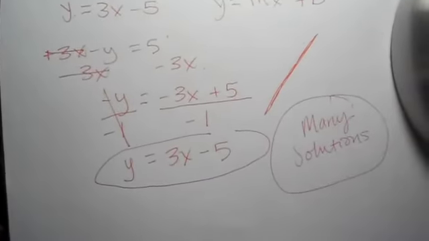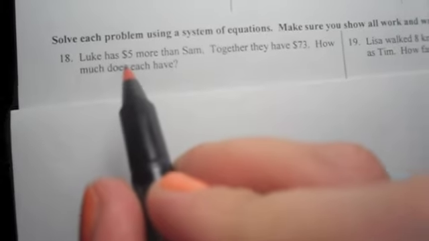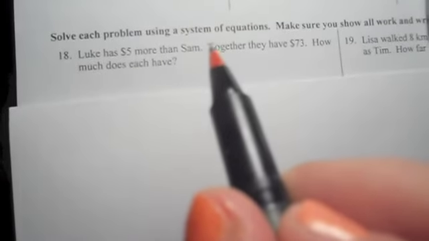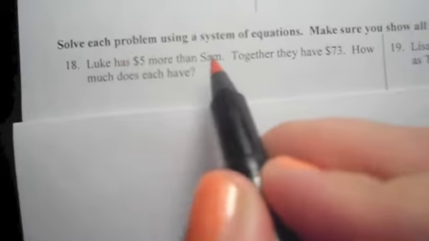That was number 17. Okay, now we're looking at number 18. This is a word problem that we're going to use system of equations and our techniques that we know in order to solve it. Alright, so Luke has $5 more than Sam. So it looks like we've got Luke and Sam.